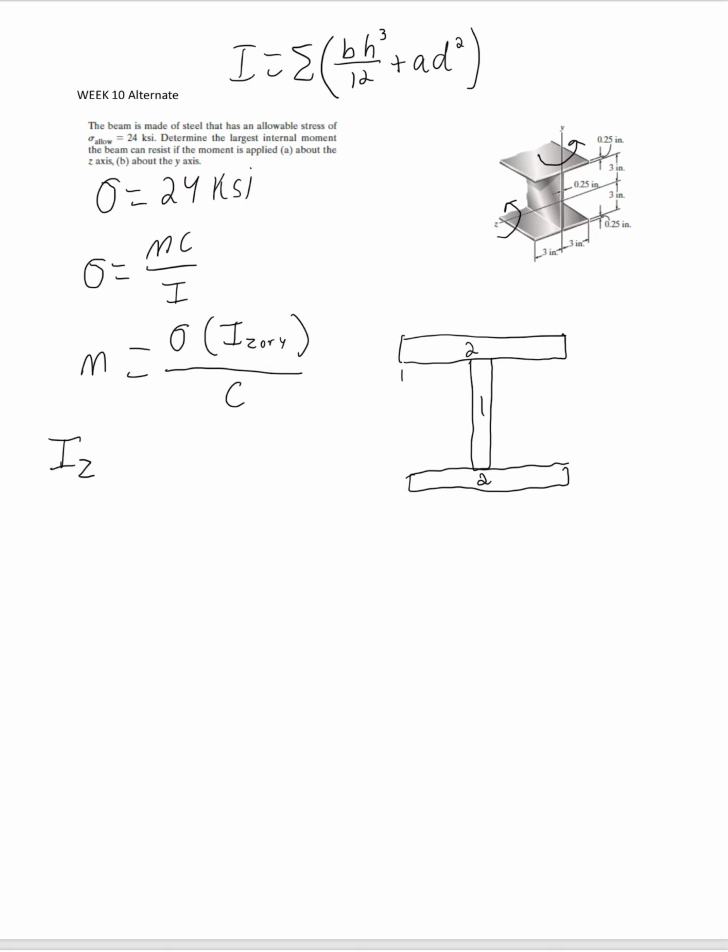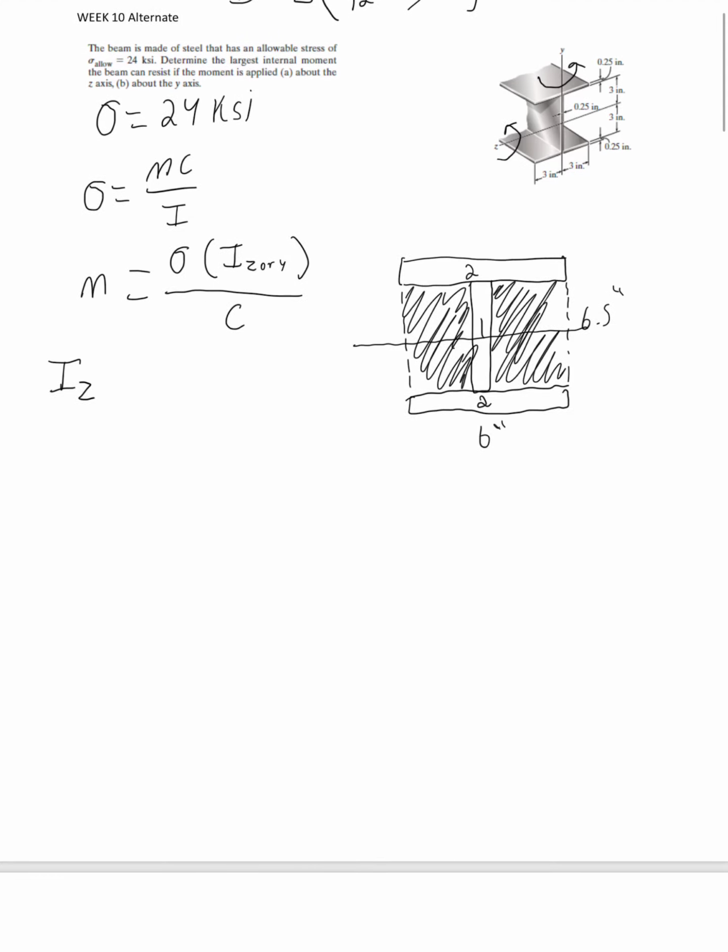We can call this outside shape, all the way around the outer edges, shape 1. And that would be 6 by 6.5 inches. And then we can call this shape here shape 2, and we'll void that out. We'll subtract that. By doing that, all of my centroids are through the centroid of the whole shape, which means our Ad squared term is 0. So it makes it a little bit easier. You don't have to do it that way.